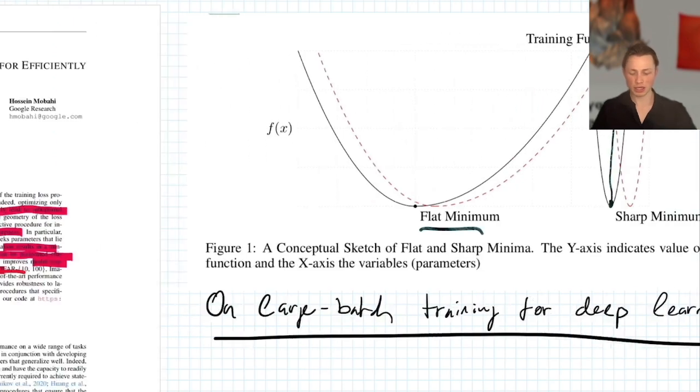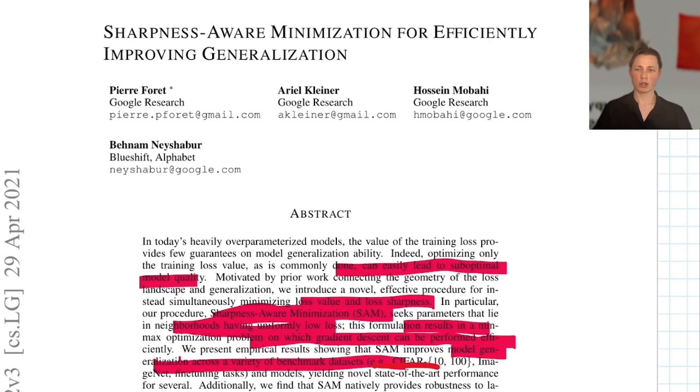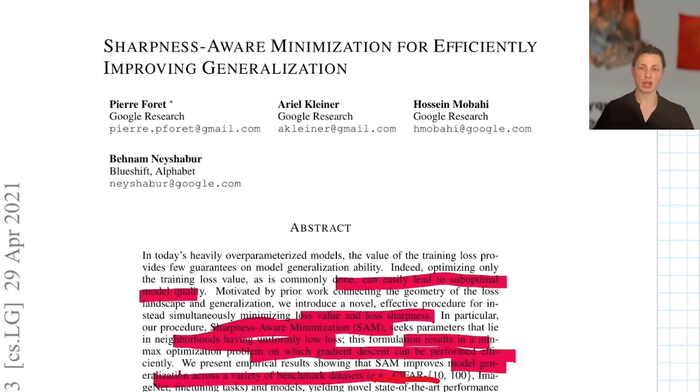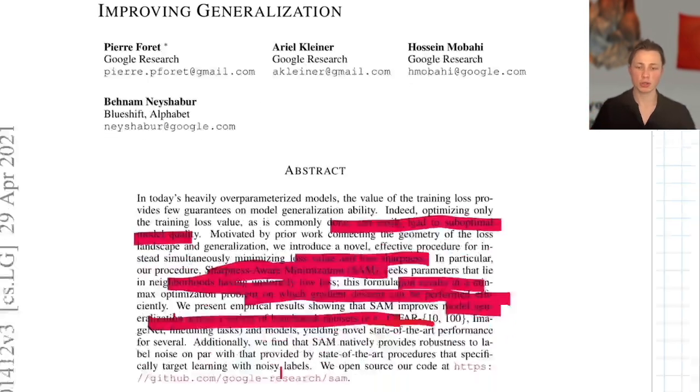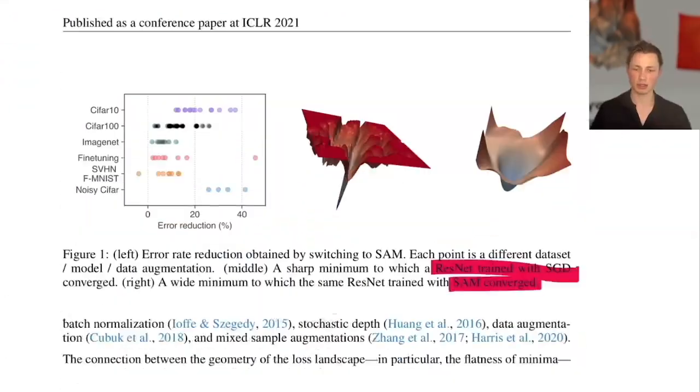And this is one reason why flat minima tend to generalize better compared to sharp minima. And the idea of this paper is, let's find a way to find parameters where our loss curve is more flat. And they call it sharpness-aware minimization, shortly SAM. So this is the idea. Let's understand how they are implementing the idea.